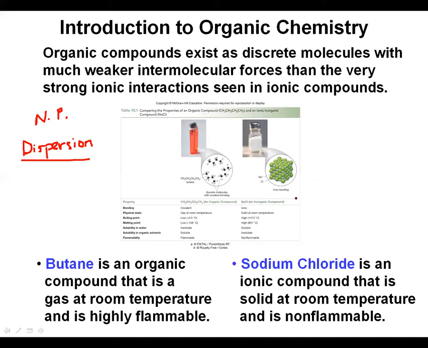That's different than something like sodium chloride, which is an ionic compound and is usually a solid at room temperature. A lot of the organic compounds are gases at room temperature. A lot of the first organic compounds are flammable as well, things like methane, propane, and butane. These are all very flammable, and that's a very common property for organic compounds.